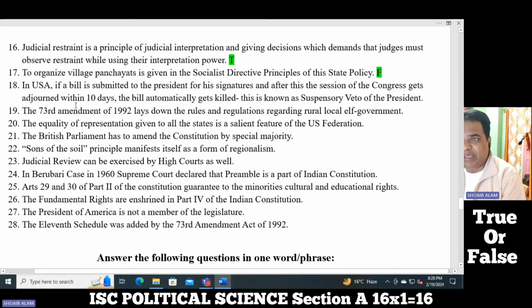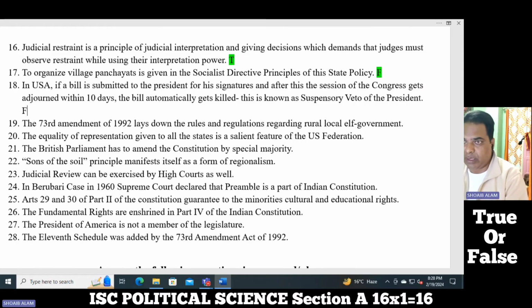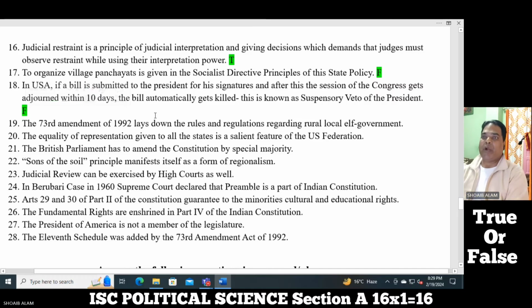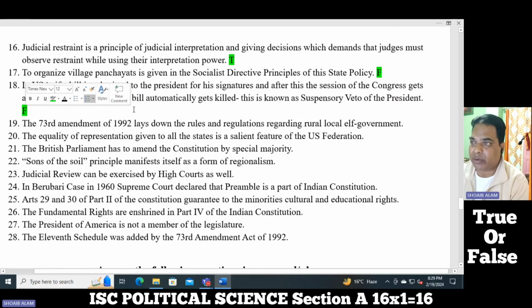In USA, if a bill is submitted to the president for his signature, and after this the session of the Congress gets adjourned within 10 days, the bill automatically gets killed. This is known as suspensionary veto of the president. So it is wrong. The answer should be pocket veto. Suspensionary veto is wrong.